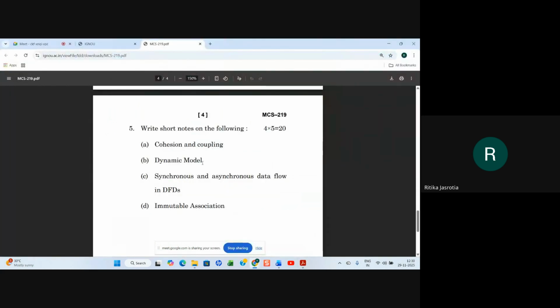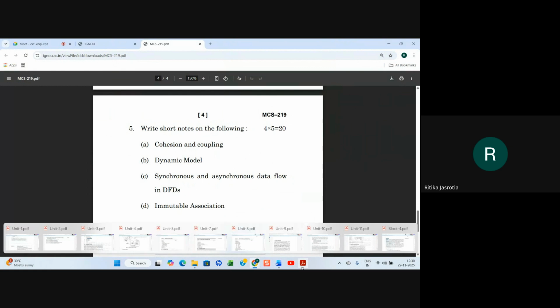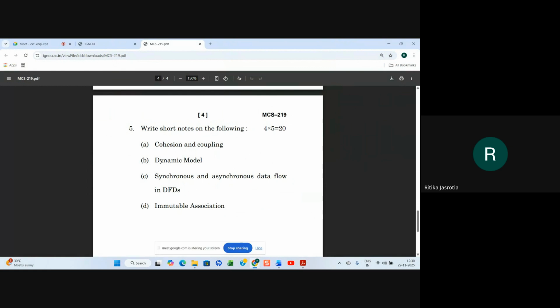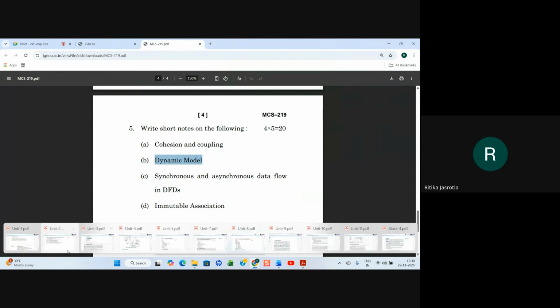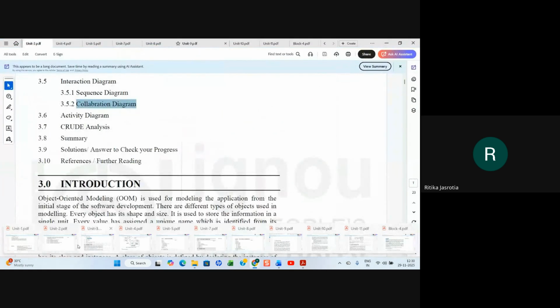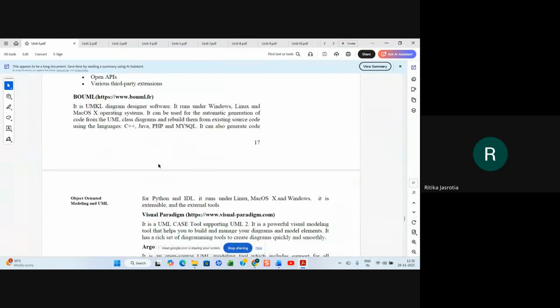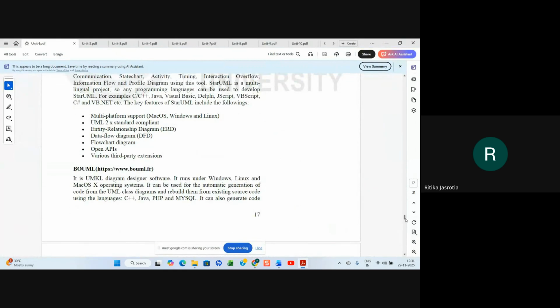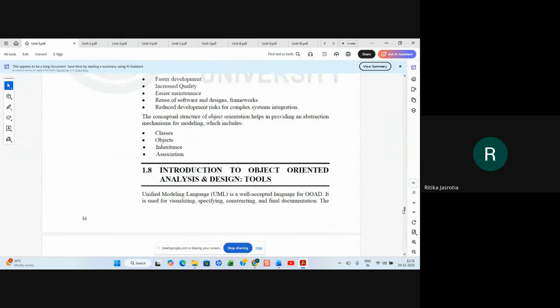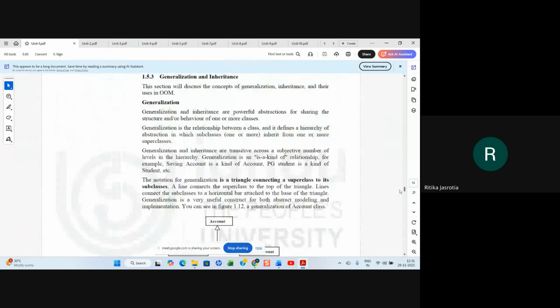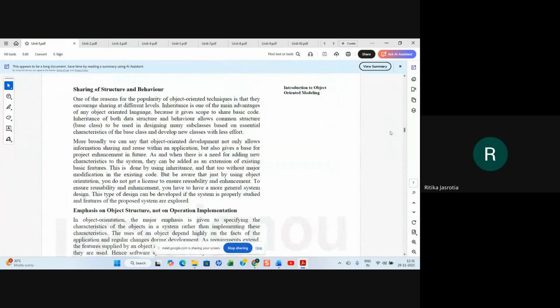And what is a dynamic model? A dynamic model is the one where the dynamic behavior of the system is explained, and the diagrams used are the sequence diagram, state chart diagram and all that. So in dynamic modeling there are different types of models, and we will just go through them.